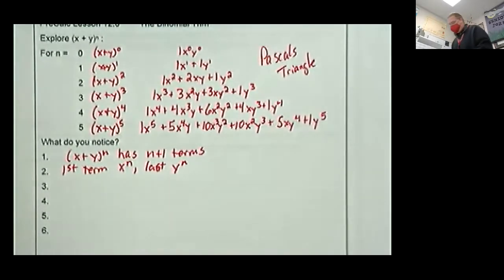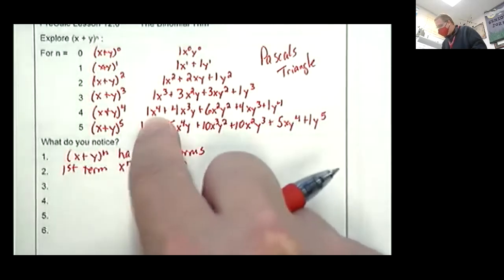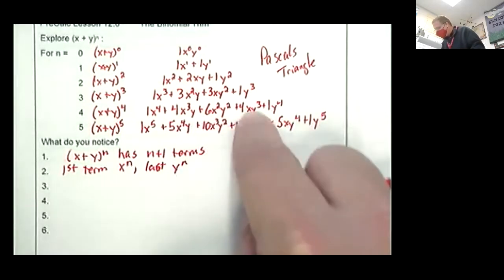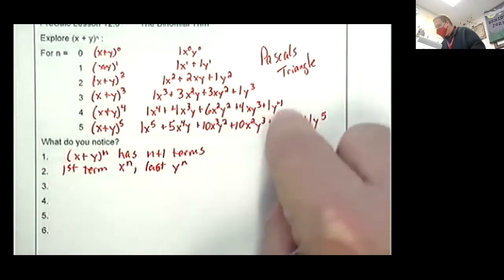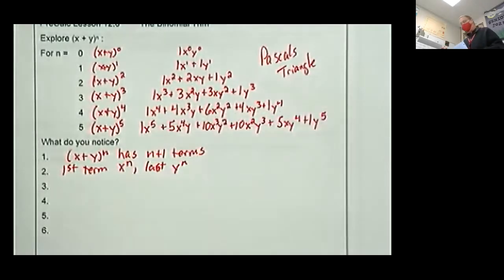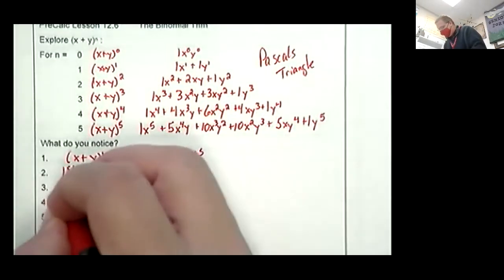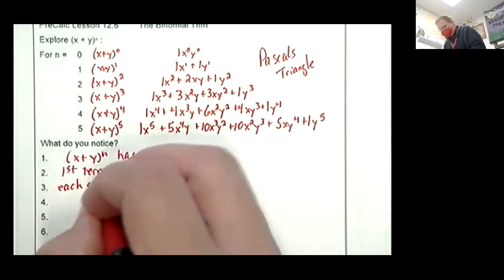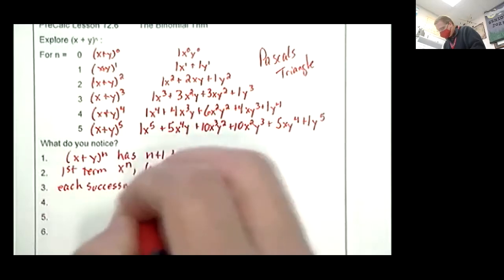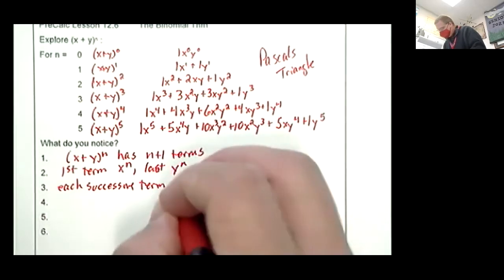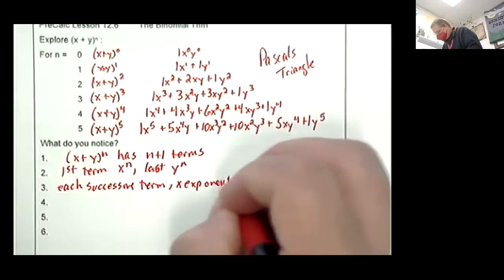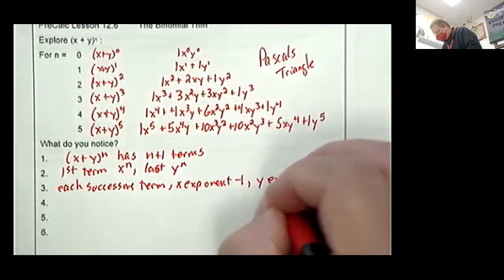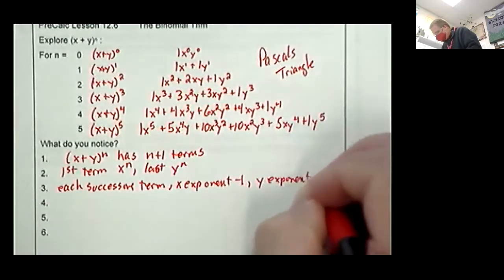Number 3, notice we go from x to the 4th, x cubed, x squared, x, no x. We start with no y, 1y, y squared, y cubed, y to the 4th. So the x's keep going down by 1. The y's keep going up by 1. We're going to say that as this: each successive term, the x exponent subtracts 1. The y exponent adds 1.